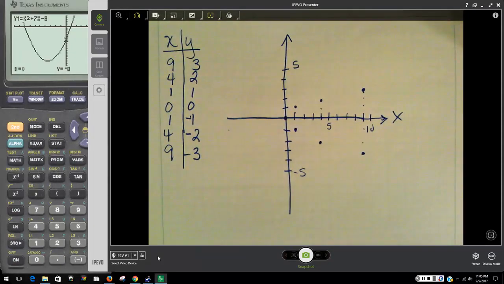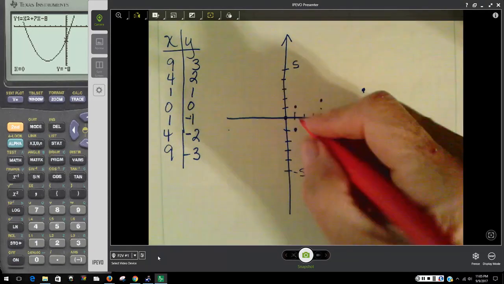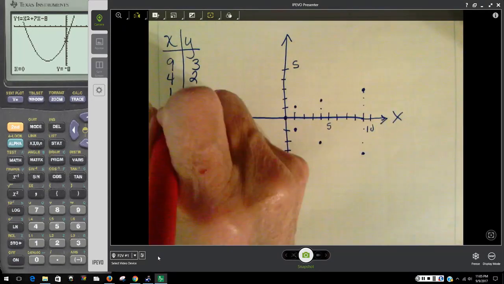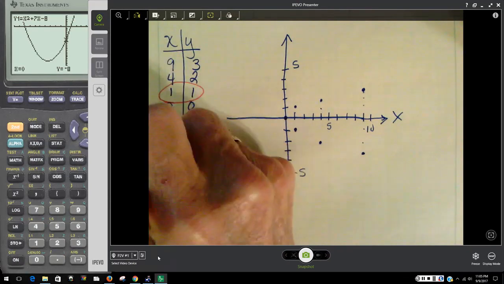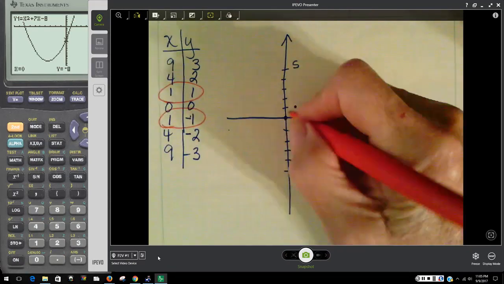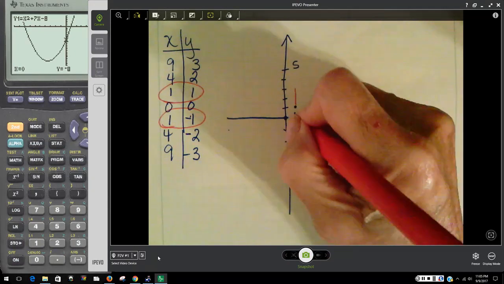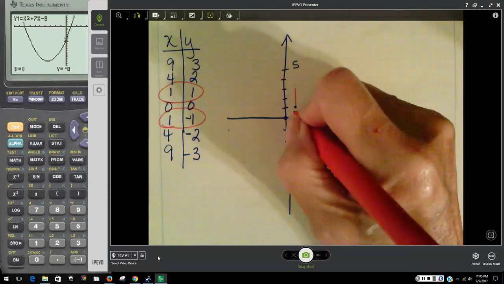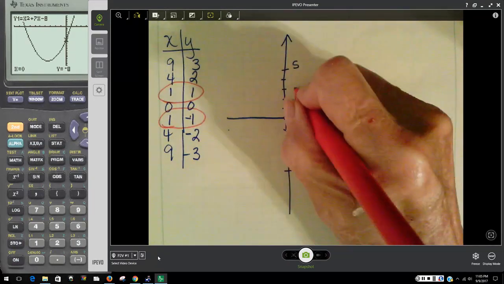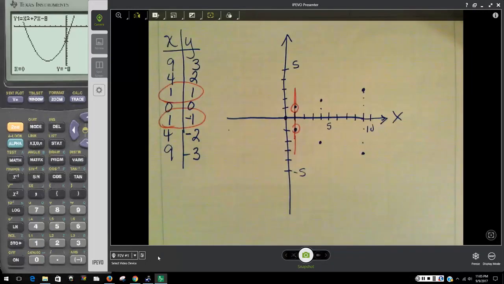Now, here's the problem. For the x value 1, x goes to positive 1, but it also goes to negative 1. My vertical line shows me that for x equals 1, I have two different y values.